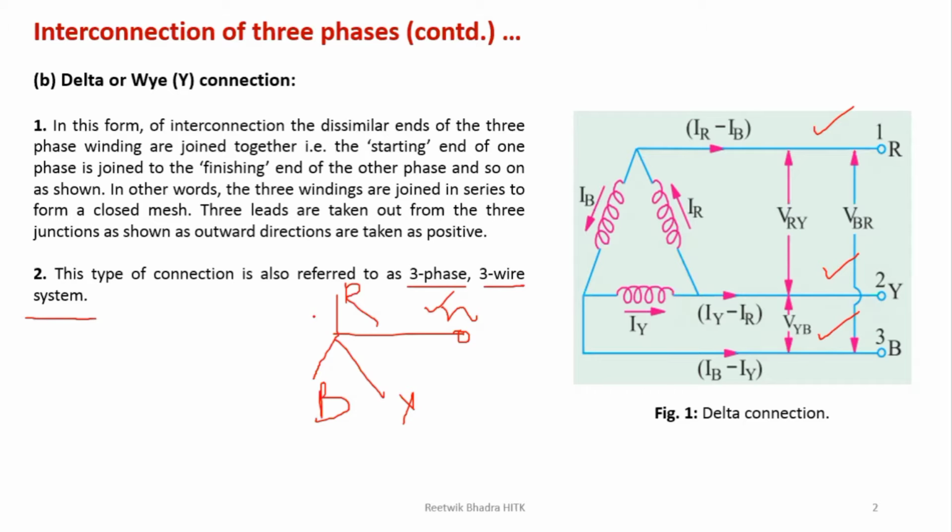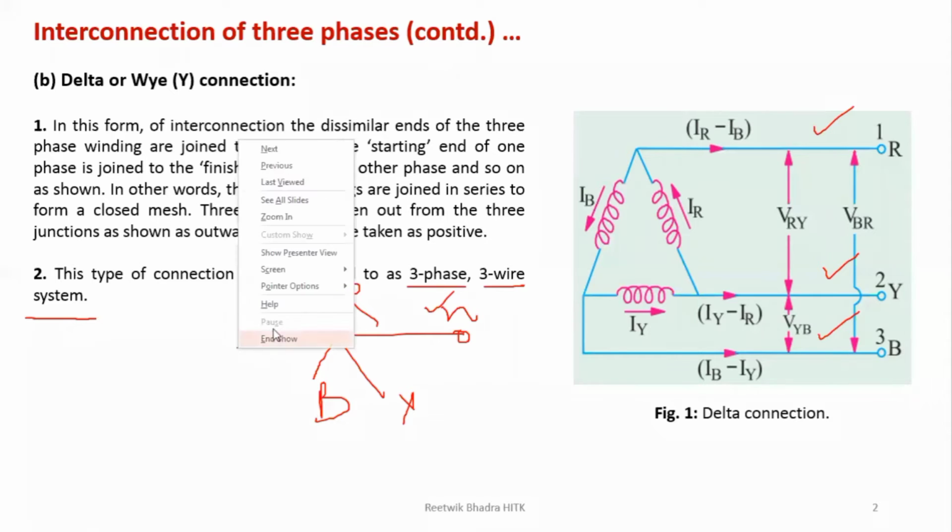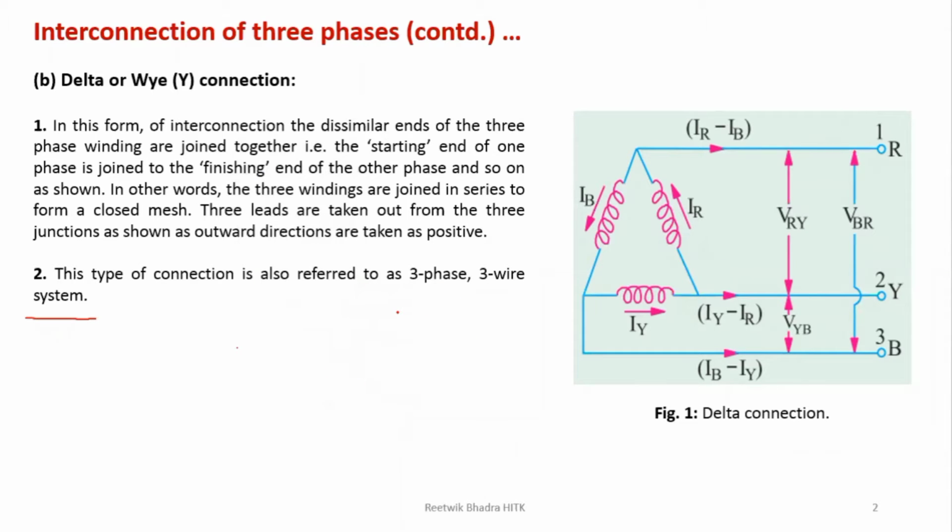Please be careful of this. Three-phase three-wire system means delta. Three-phase four-wire system means star with neutral. If there is no neutral in star, then it will be three-phase three-wire system again over there. Three-phase is very easy, you see.